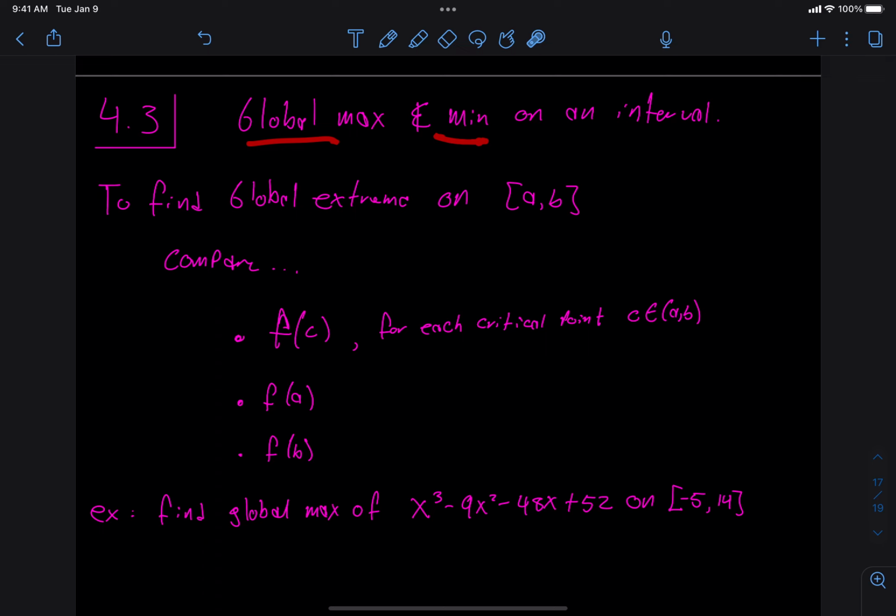It's like being world champion versus local champion, right? If you're a local sports champ, you win the state or whatever, then you're the best in the state, but you may not be the best in the nation or the world. So for global, we're looking for the very tallest local max and the very lowest local min. Now there are two other things we need to consider. We always look for a global max or a global min on an interval. And it's possible that a global max and min can occur at any of the critical points in this region, or it could occur at one of the boundaries.